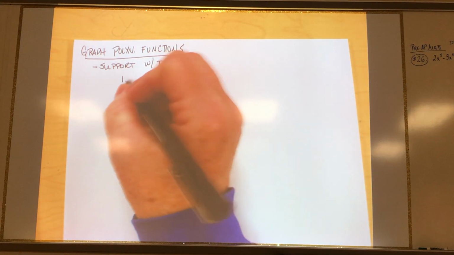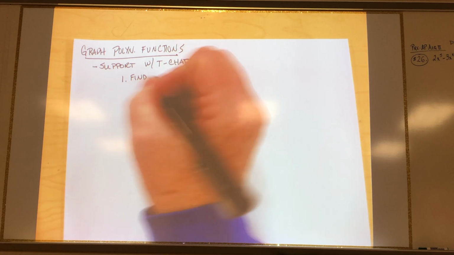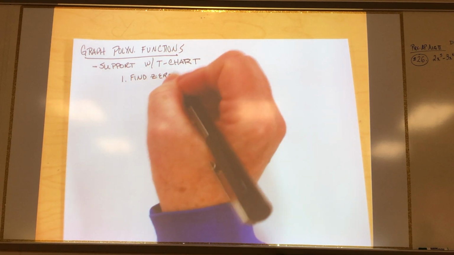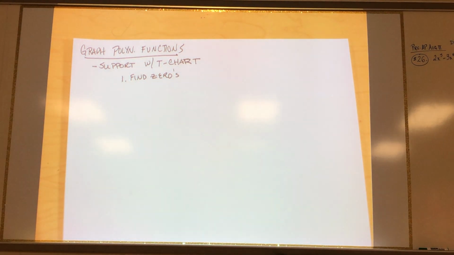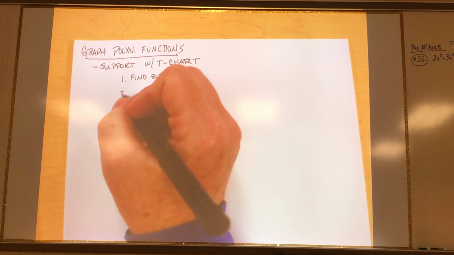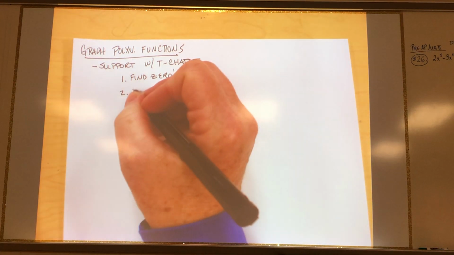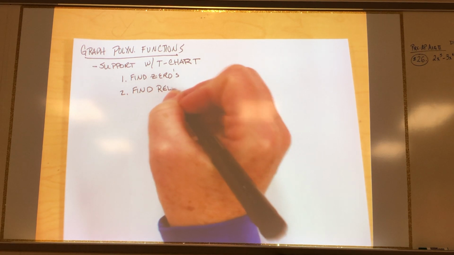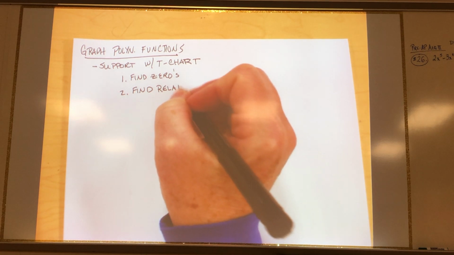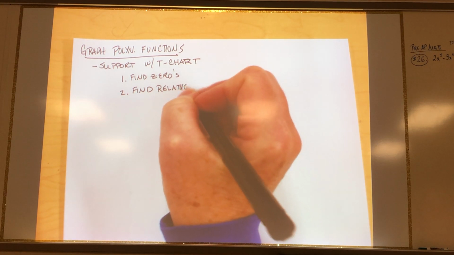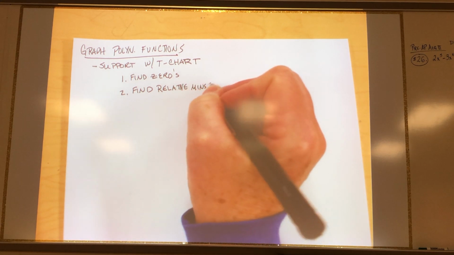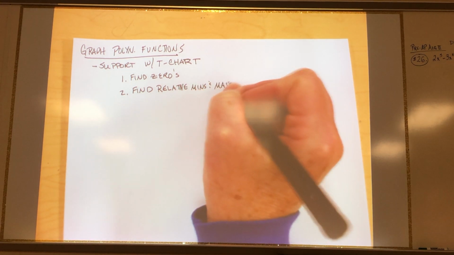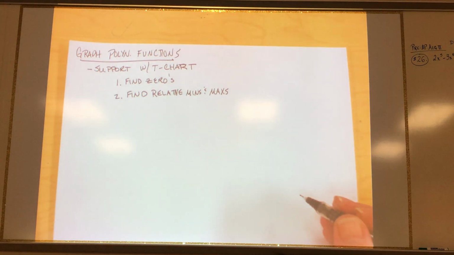So the first thing I want you to do is find the zeros. We're going to start off pretty easy, but even if I didn't, you would know how to find zeros on the calculator. The second thing I want you to do is find what we're going to call relative mins and maxes.